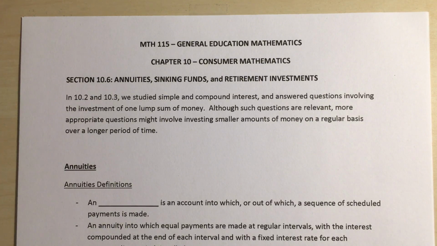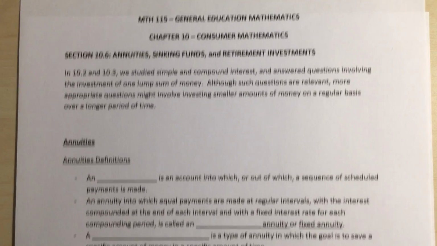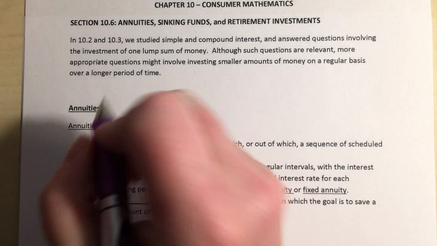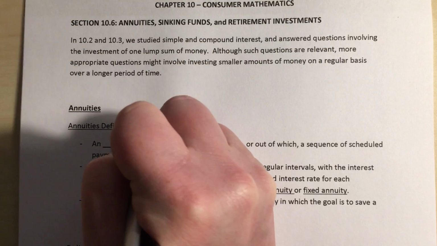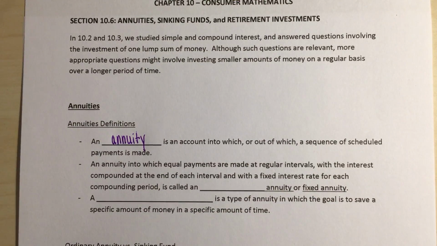So the idea here is, instead of investing one lump sum at the beginning, it may be more practical to invest $100 every month or $20 every month or whatever the case may be. So our first definition here is an annuity. An annuity is an account into which or out of which a sequence of scheduled payments is made.